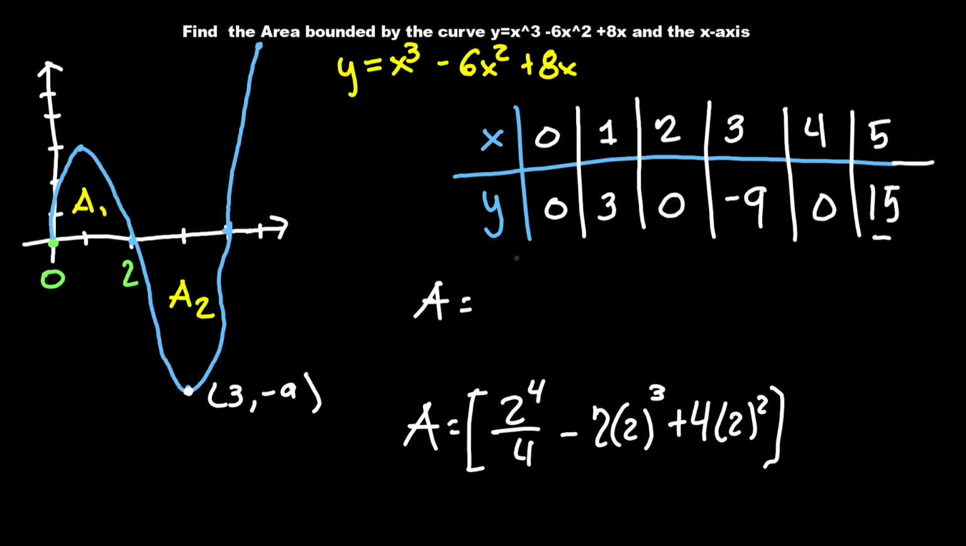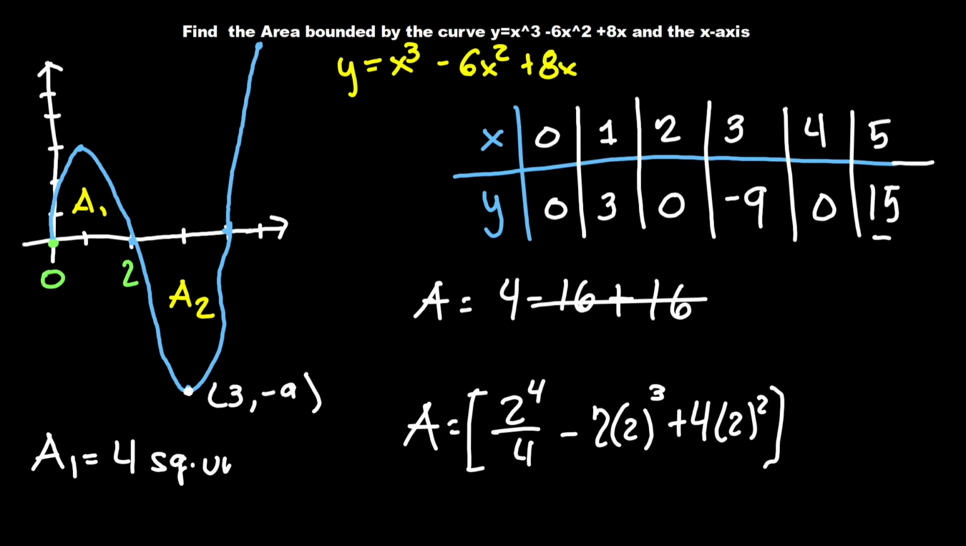Two to the power of 4 would be 2 multiplied by 2, which is 4, times 2 would be 8, times 2 would be 16, divided by 4, which is 4. Minus 2 cubed is 8. Multiply this by 2, which would be 16. Plus 2 multiplied by 2 would be 4, multiplied by 4 would be 16. So this would cancel. And so what you're left with here is area number 1 would be simply 4 square units.